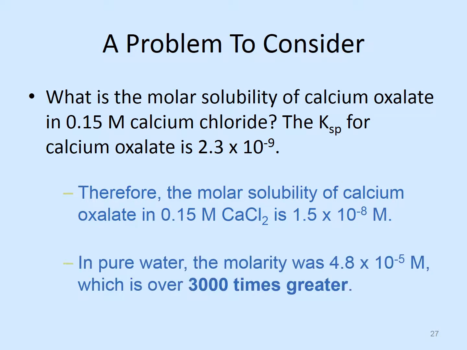And if you remember, or if we did the calculation in pure water, the molarity was 4.8 times 10 to the minus 5th molar. Notice that that's 3,000 times greater in pure water than it is in calcium chloride. So that common ion will make the solubility much less.